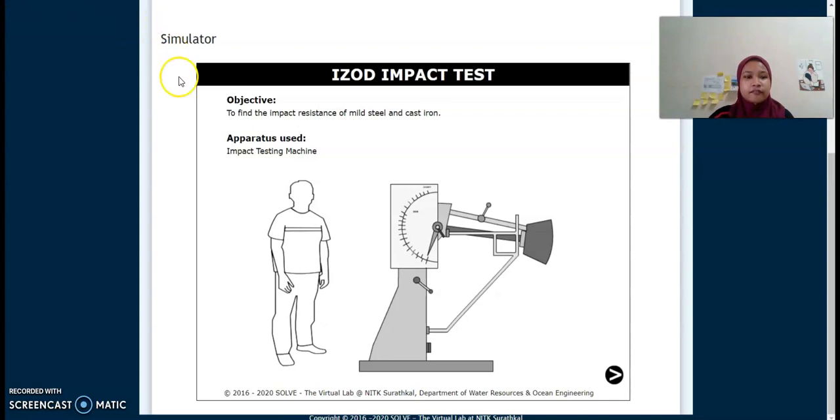Today we are going to do the Izod impact test. The objective is to find the impact resistance of mild steel and cast iron. The apparatus used is the impact testing machine. The impact testing machine is used to evaluate an object's capacity to withstand a high rate of loading and determine the service life of a part of material.